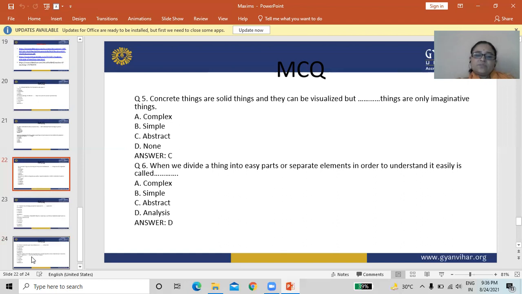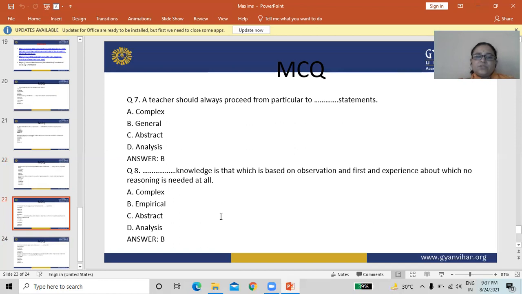Next MCQ: When we divide a thing into easy parts or separate elements in order to understand it easily, it is called blank. Option A complex, option B simple, option C abstract, option D analysis. Correct answer is option D analysis. When we divide things into easy parts or separate elements in order to understand it easily, it is called analysis.